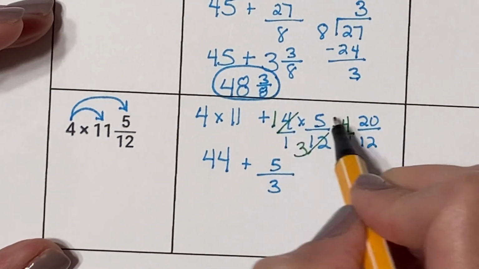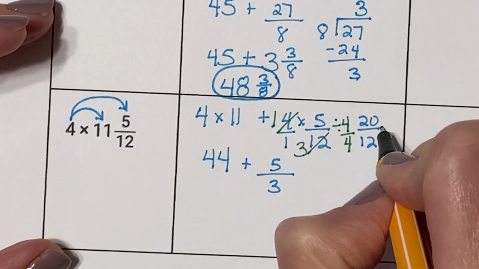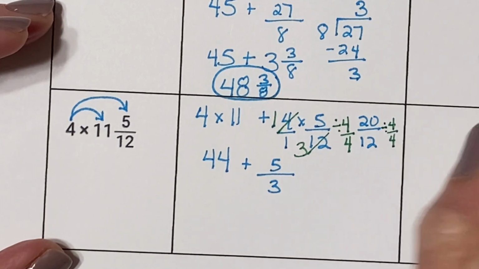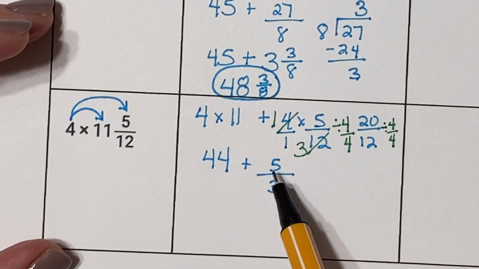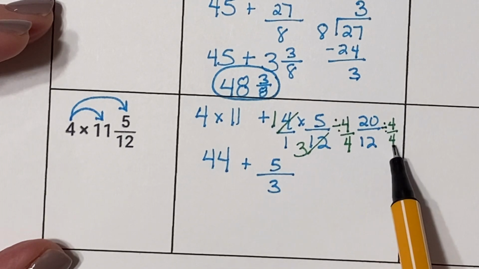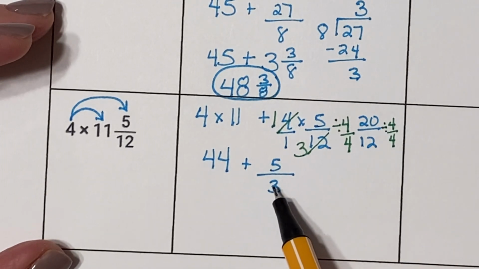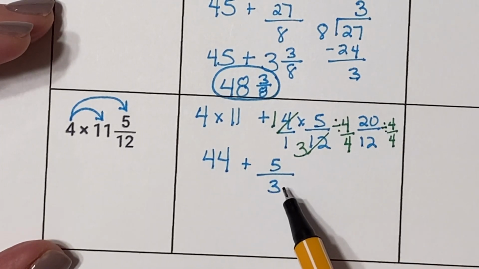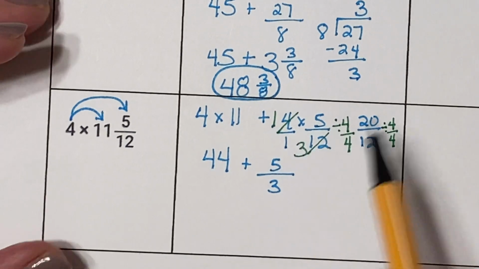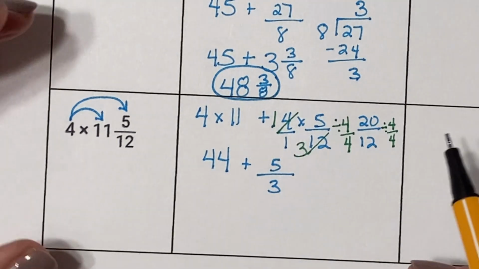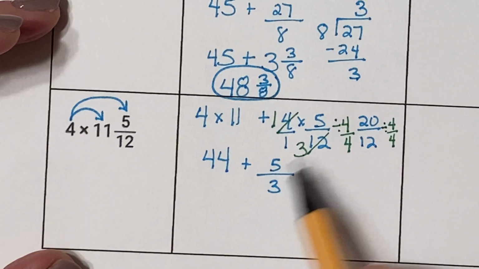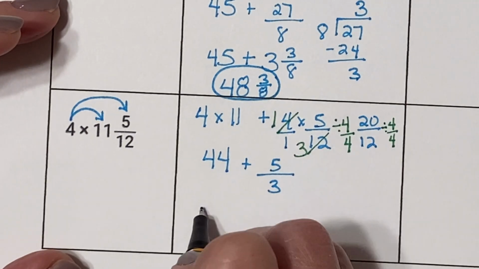So I could have gotten 20/12 or 5/3. Notice if you multiplied straight across and got 20/12, you still could have divided by 4/4. 20 divided by 4 is 5. 12 divided by 4 is 3. You're going to simplify one place or another. I just like to simplify before rather than after, if I can. Okay, now we have our improper fraction. Let's change it to a mixed number.